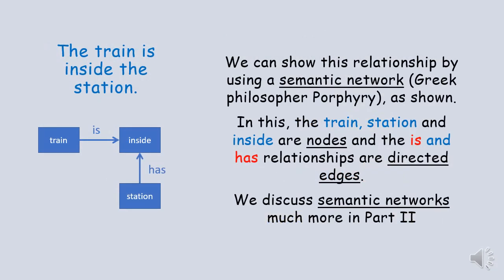We can show this relationship more clearly using what is called a semantic network, after the Greek philosopher Porphyry, as shown to the left. In this, the train, station and inside are nodes, and the is and has relationships are directed edges between these nodes. We are going to discuss semantic networks far more extensively in part 2 of these lectures.